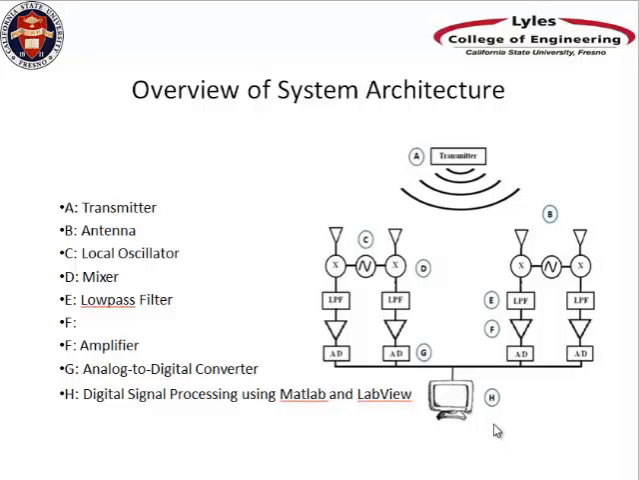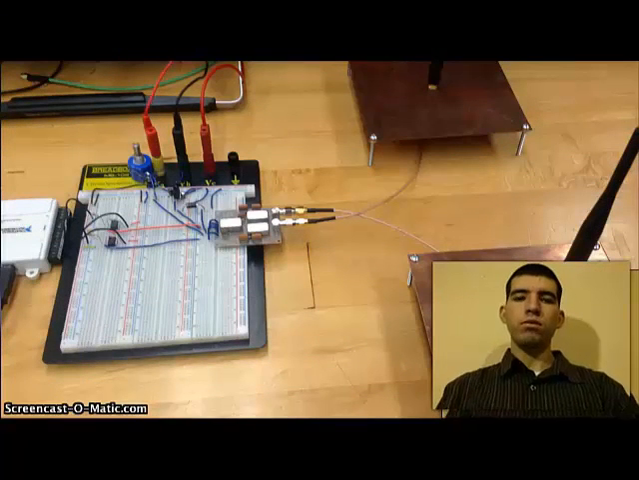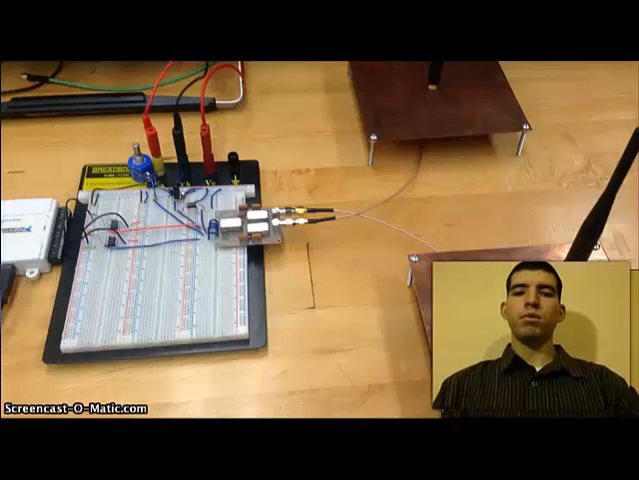Now, Joel Sandoval is going to talk about the hardware and how it works. My name is Joel Sandoval, and I'll be talking to you about the actual hardware of this project.